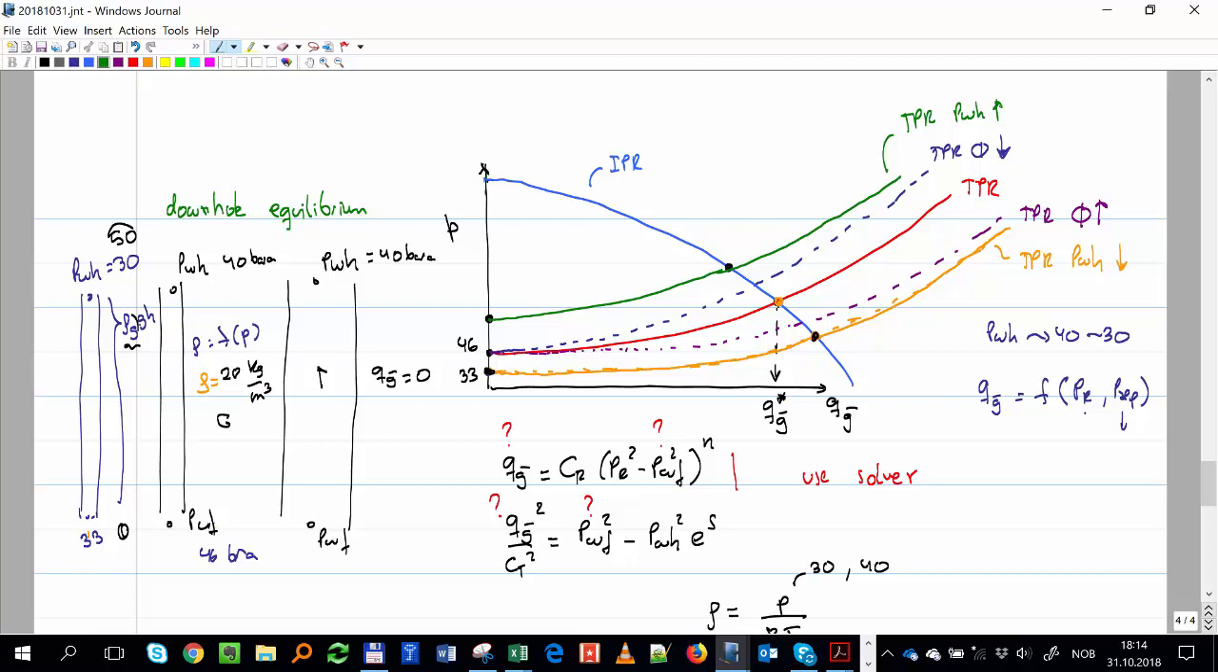So remember, these are two effects. Diameter change: you change the curve over the same point, rotating it like that. Wellhead pressure change is shifting the curve up and down. It's not pivoting through the same point anymore. It's moving up and down.